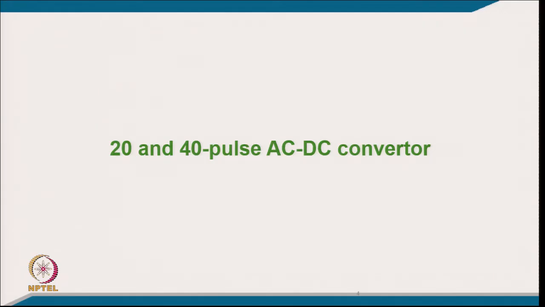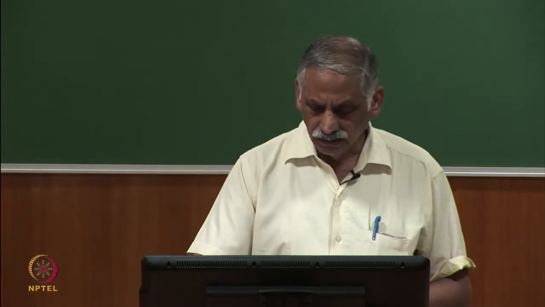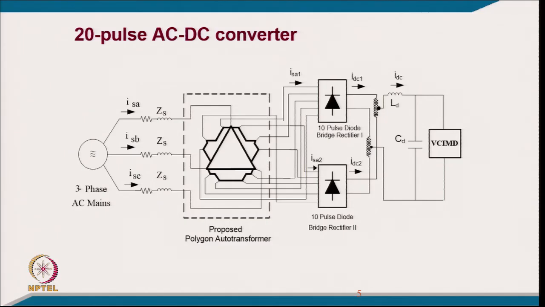So, coming first to the 20 and 40 pulse converters, here you can see clearly, even in the case of non-isolated, first we are taking non-isolated. So, that is the reason we are taking an auto transformer. So, the 3 phase supply with the help of this polygon auto transformer, we are converting into 2 sets of 5 phase supply. So, this is 5 phase, this is another 5 phase, 2 sets of 5 phase which are phase staggered from each other, and then you have a 10 pulse converter, another 10 pulse converter, and of course, we combine them together because it is an auto connection.